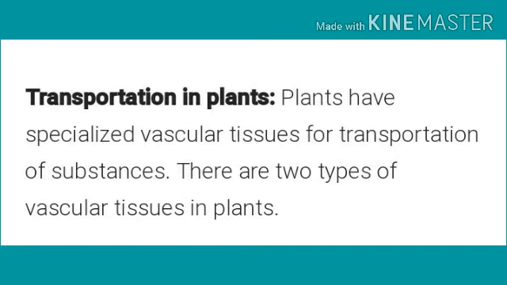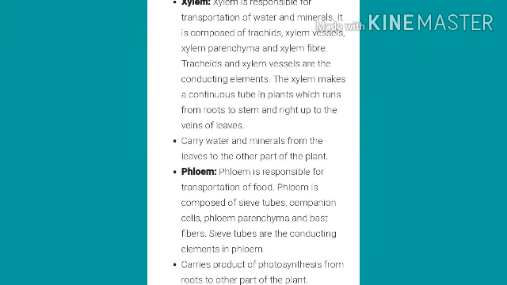Plants have specialized vascular tissue for the transportation of substances. There are two types of vascular tissue in the plant. One is the xylem and second is the phloem. Xylem is responsible for the transportation of water and minerals. It is composed of tracheids, xylem vessels, xylem parenchyma and xylem fiber. And tracheids and xylem vessels are the conducting elements.